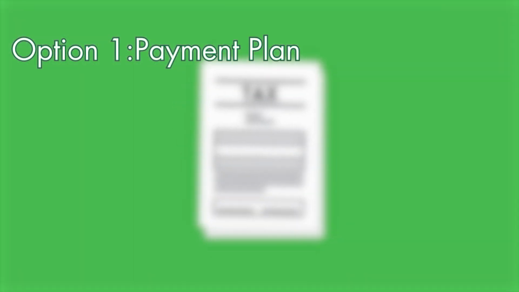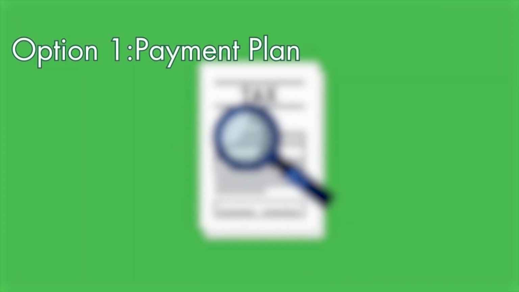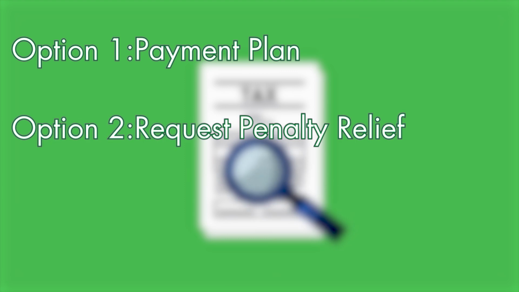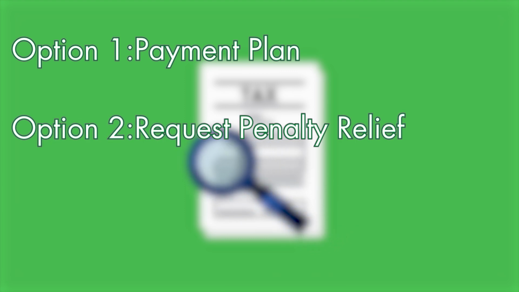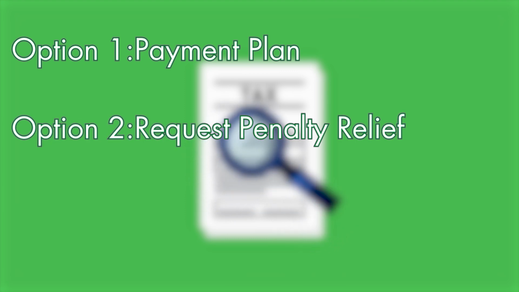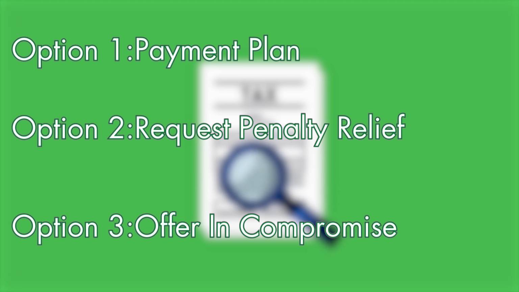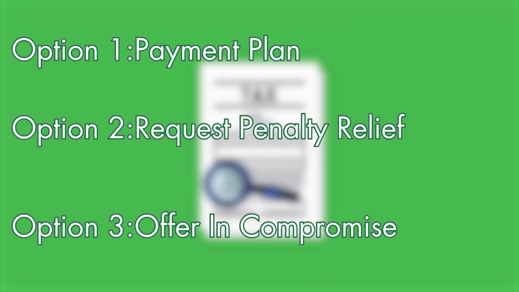Okay? So those are the 3 options that you have as a person who owes back taxes to settle them with the IRS. To go over them again, option 1 is to set up a payment plan, also known as an installment agreement. Option 2 is to request penalty relief. And option 3 is to set up an offer in compromise, also known as an OIC.